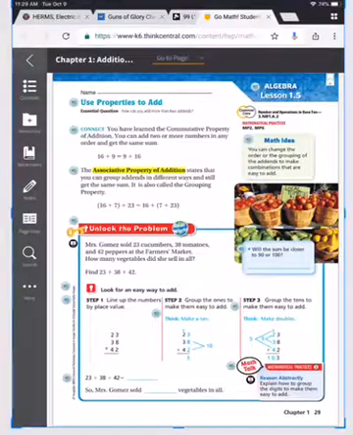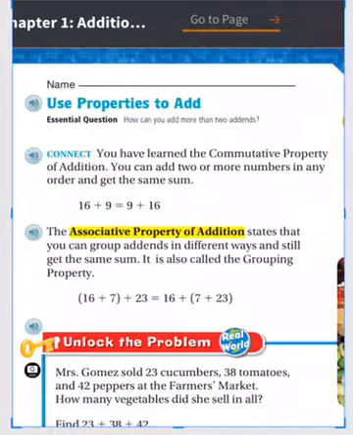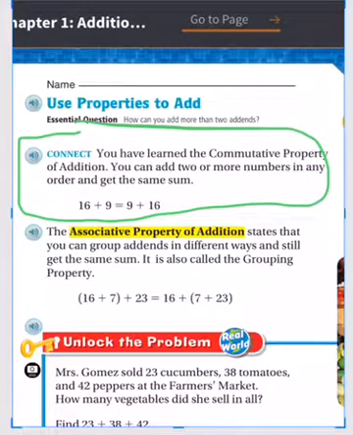Good afternoon, third graders. Today we're looking at lesson 1.5, which is on page 29, and it's called Use Properties to Add. I'll start right up here at the top. We're underneath the Connect section, and it says you have learned the commutative property of addition. You can add two or more numbers in any order and get the same sum. So if you look at the example, they took 16 plus 9, and they just switched the numbers around for 9 plus 16. That's the commutative property of addition.